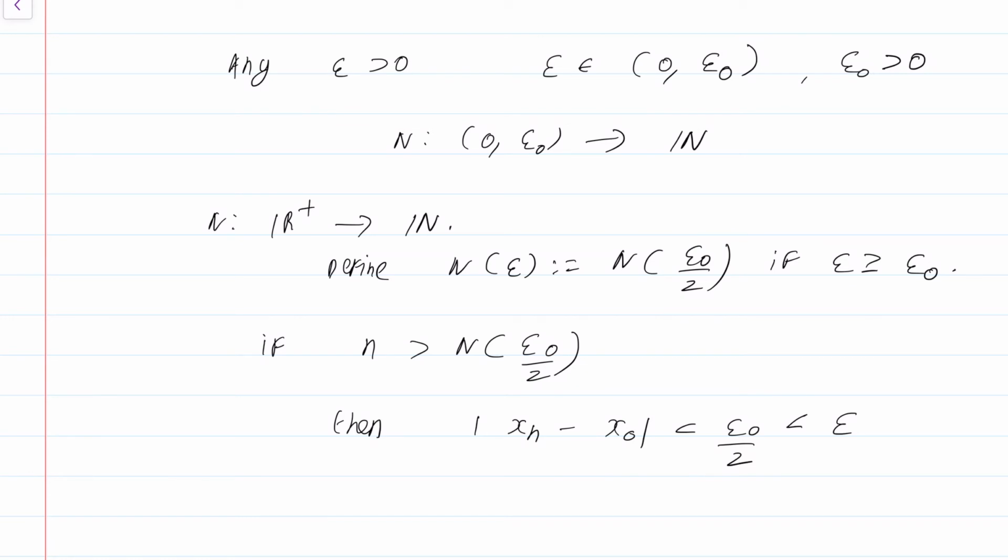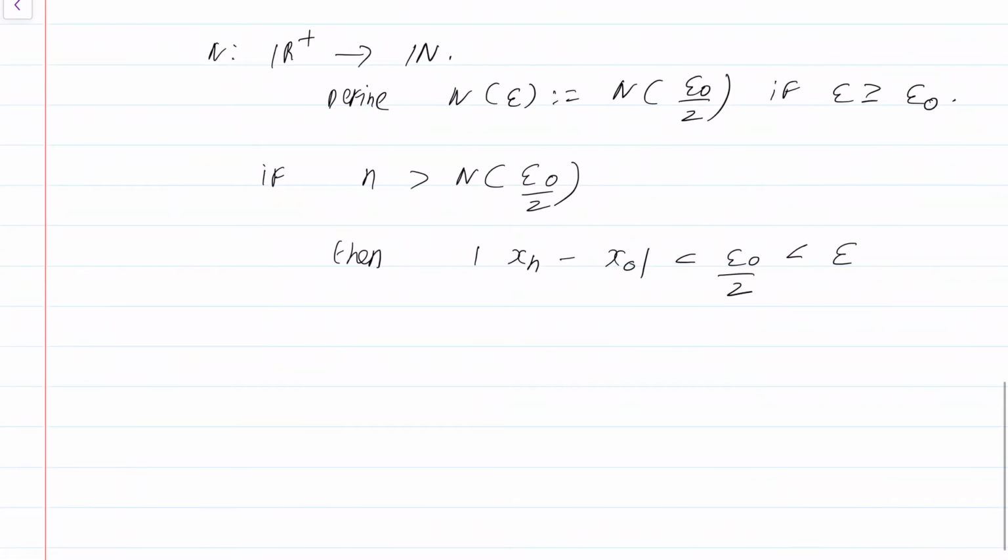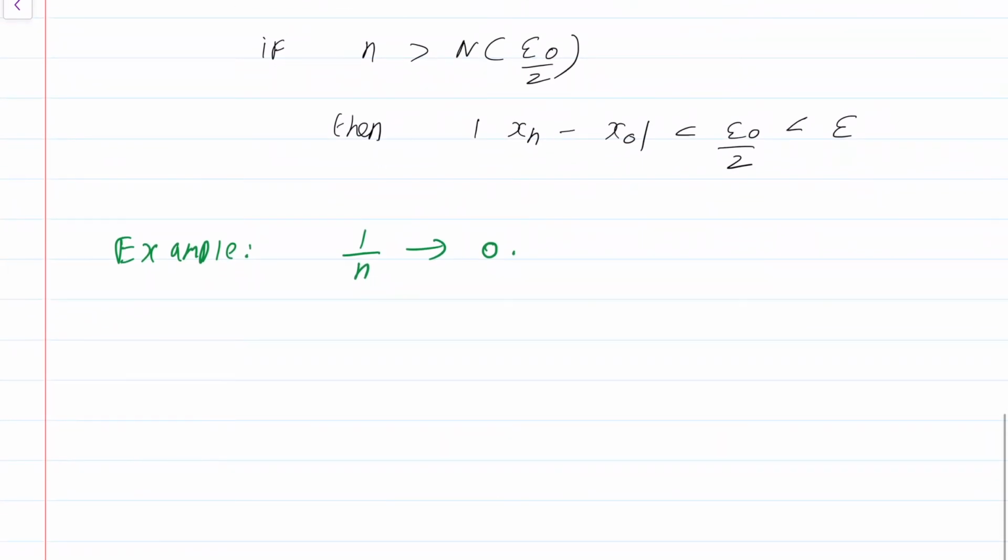So we will do a deep dive soon. I just want to give one example in this particular lecture. We will study this example in great detail in the next module. Let me just state it as an example. Example: 1 by n converges to 0. Now this might seem obvious to you, but we have a formal definition and we want to satisfy that.